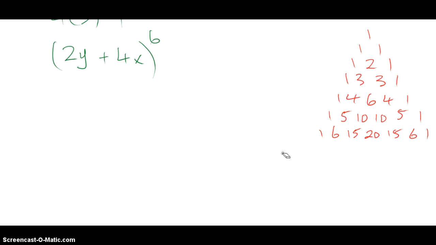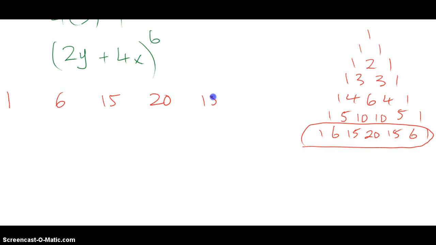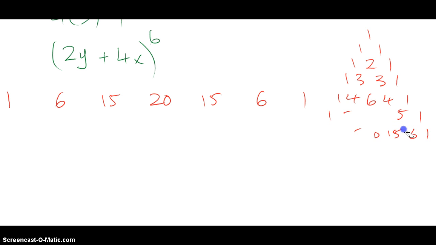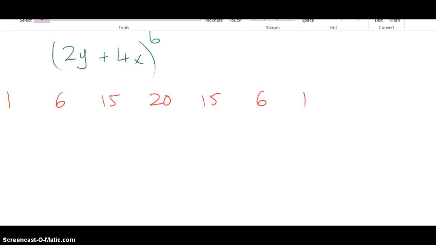And the first thing I'm going to do is take these numbers right here, and write them out with a big space in between. So let's go 1, 6, 15, 20, 15, 6, and 1. I'm going to now get this out of the way, because space is definitely at a premium here. Okay, next up. So now we're going to take this right here, and we're going to do powers of that.